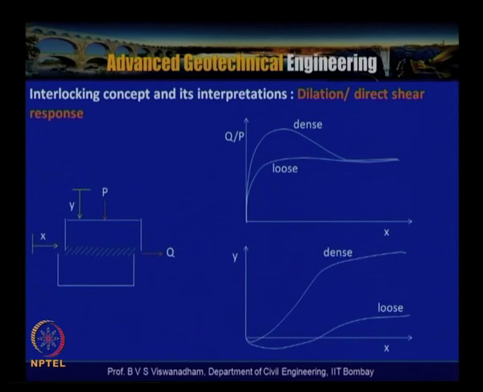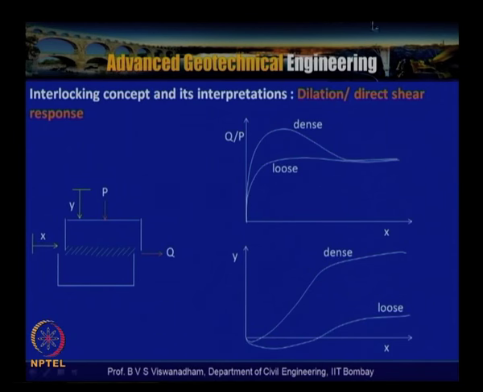So let us consider the interlocking concept and interpretations, where dilation and direct shear response. As we said, one of the tests for determining the shear strength of the soil is the direct shear. That means you will be placing a soil mass in a box, two boxes, and when we allow the box to undergo movement, the shear is applied along a predetermined failure plane, which is horizontal.